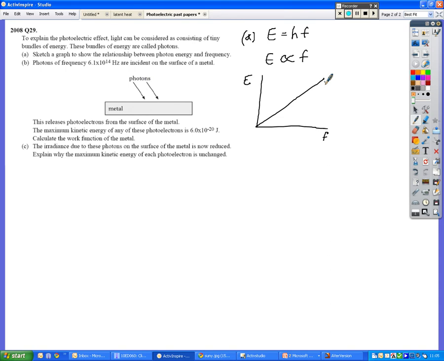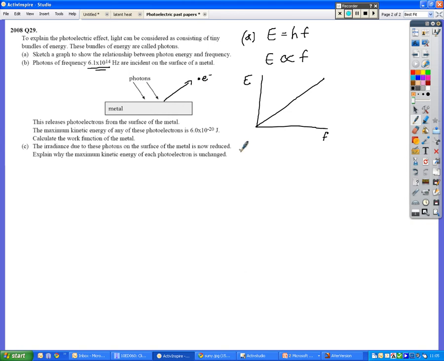B, photons of frequency 6.1 times 10 to the 14 hertz. There's a piece of information there that's going to tell you how much energy the photons coming in here have. This releases photoelectrons. That's just the electrons that are kicked out by each photon and start to fly away. It's just a fancy name for the electrons that are given out from the surface of the material. The maximum kinetic energy of any of these electrons is 6 times 10 to the negative 20 joules. Calculate the work function of the metal.